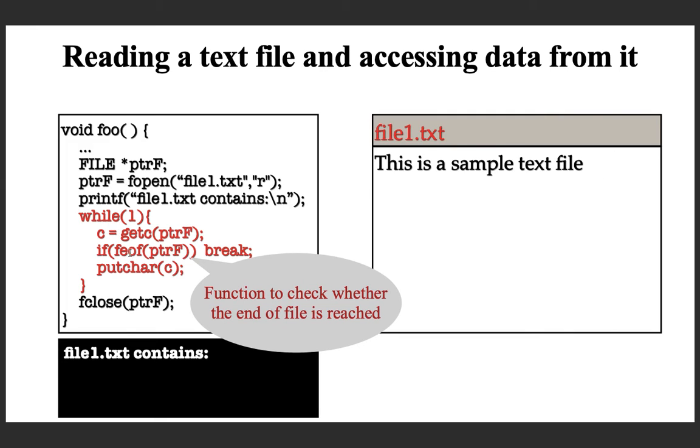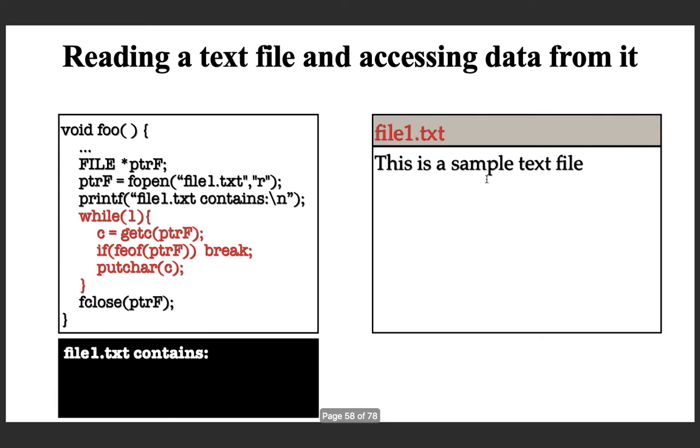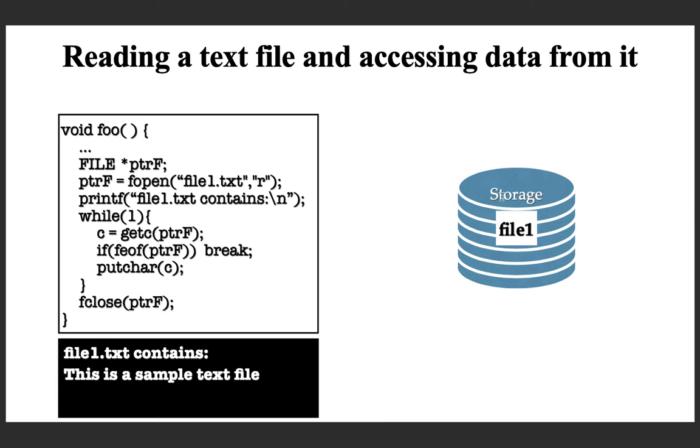If the end of file has been reached, you call this feof function on the pointer variable, and it will return yes. If that is the case, you break out from the loop. Otherwise, you print the read character on the screen. If you execute this, the content of the file will be displayed like this. And finally you are closing it. Closing means the file will be closed and is again remaining in the secondary storage.